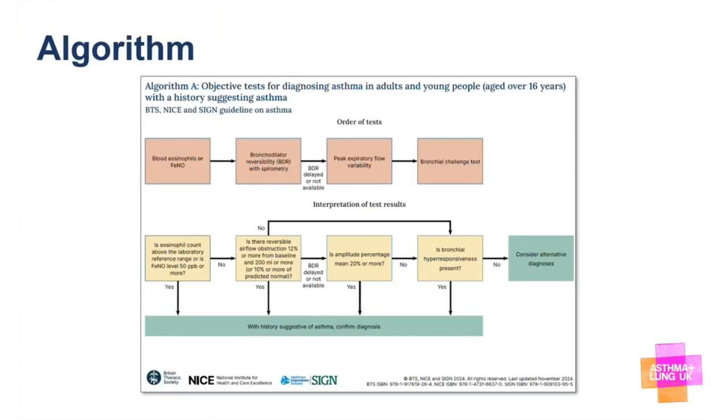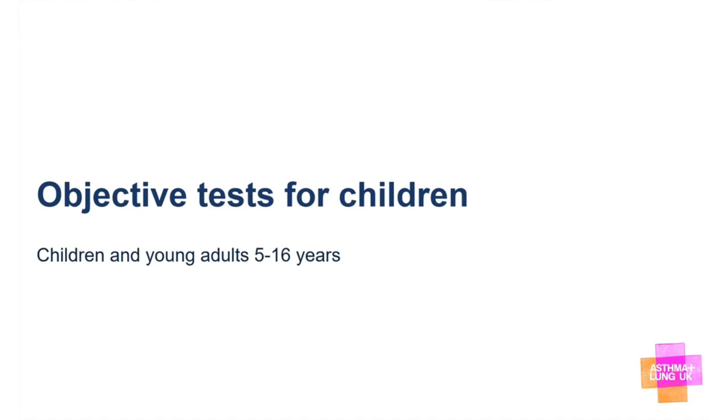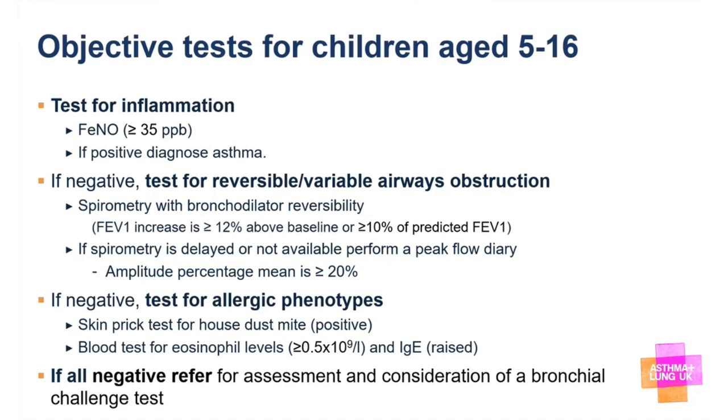Again, for your information later, here's a summary of the algorithm for diagnosing adults with asthma. It's slightly different in children, although the same basic rules apply. Firstly, we're trying to test for inflammation, and it was felt that doing blood eosinophil levels on children wasn't appropriate in every case. So we start with a FeNO test as a first line for children with asthma. Children are more likely to have allergic asthma, so having a test for inflammation makes a lot of sense before testing with spirometry or peak flow.